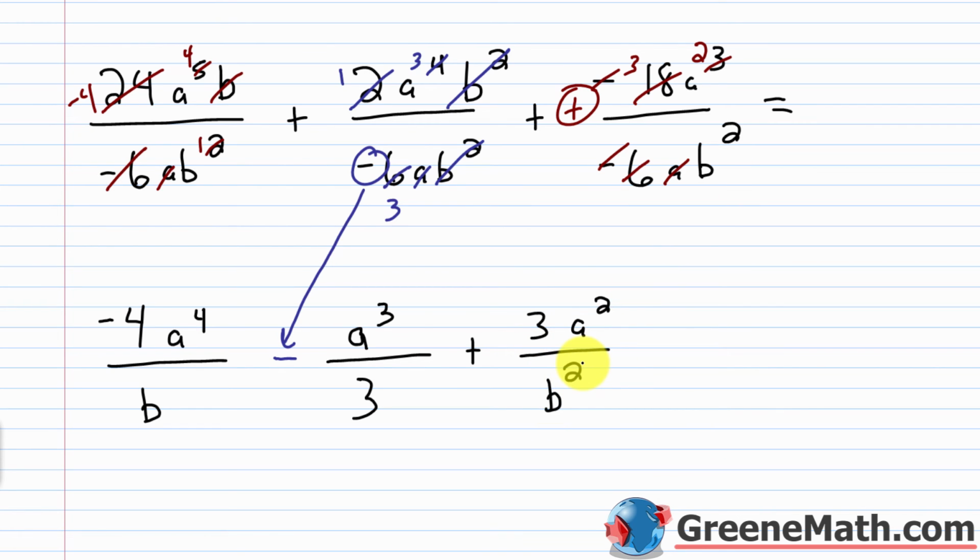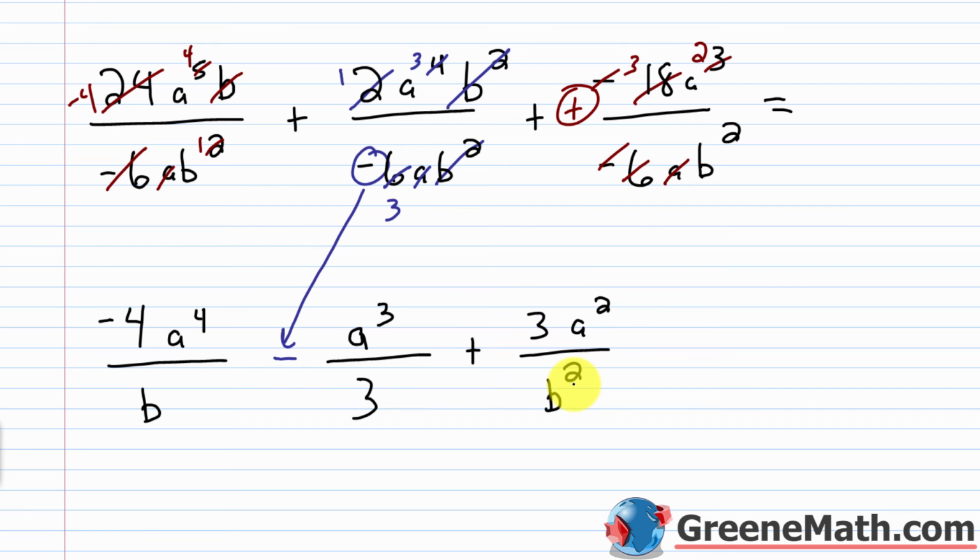So here's our answer. Negative 4a to the 4th power over b minus a cubed over 3 plus 3a squared over b squared. So I'm not going to check this one just in the interest of time, but go ahead and pause the video if you're interested. Take your quotient here, the negative 4a to the 4th power over b minus a cubed over 3 plus 3a squared over b squared.